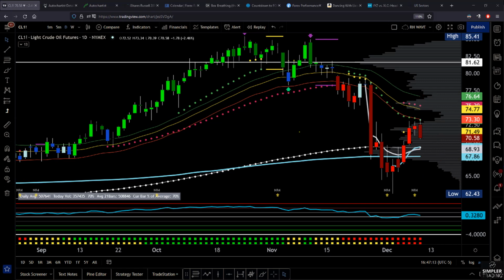Now, could this mean oil stocks are going to weaken? Keep an eye on it, but let crude oil show that this downtrend's in place. That's the structure, that's the setup.